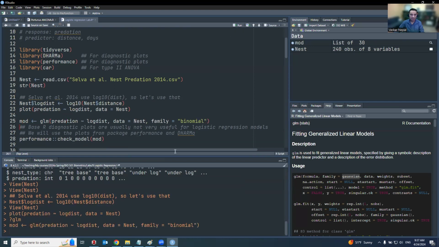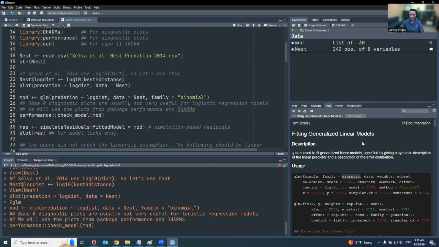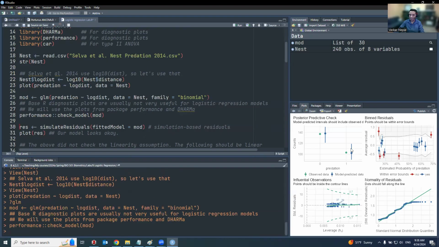Let's look at that. The base R diagnostics plots I have not found very useful for logistic regression models, so we will use the plots from package performance and ARMA. First, we will start with the package performance, and as before, we will use the function check_model. When we do that, we get a plot that looks like this. Okay, so this looks a little bit different from what you have seen before, but the ideas are pretty similar.